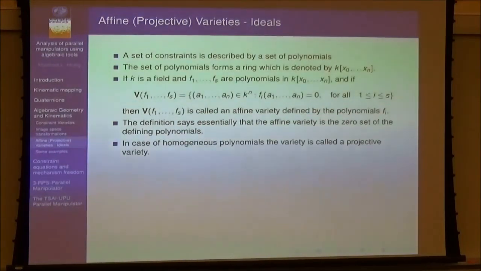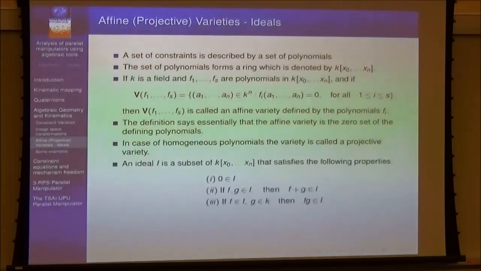Okay, the definition says essentially the affine variety is the zero set of the defining polynomials. In case of homogeneous polynomials, homogeneous coordinates were introduced in the morning, it's called a projective variety.